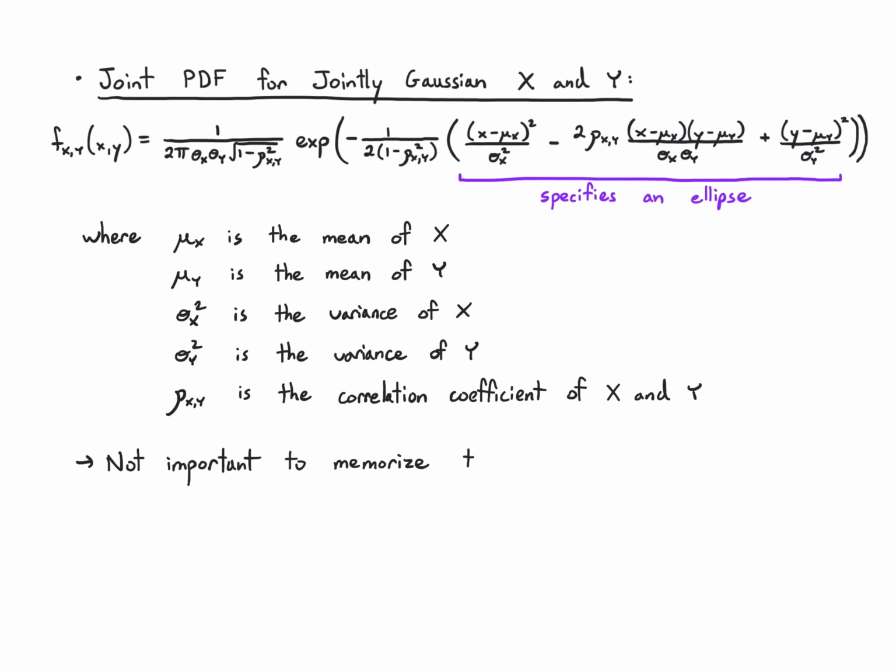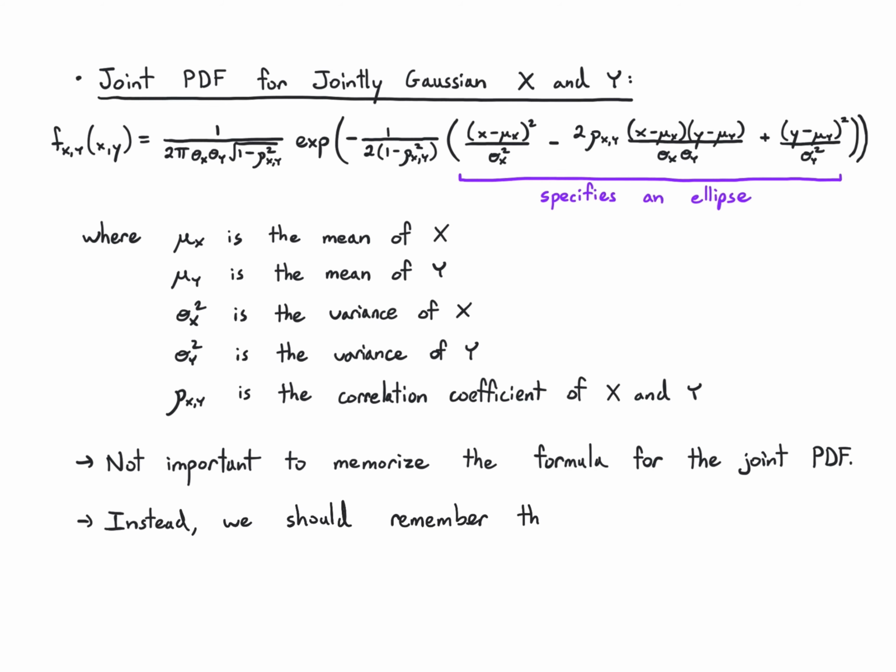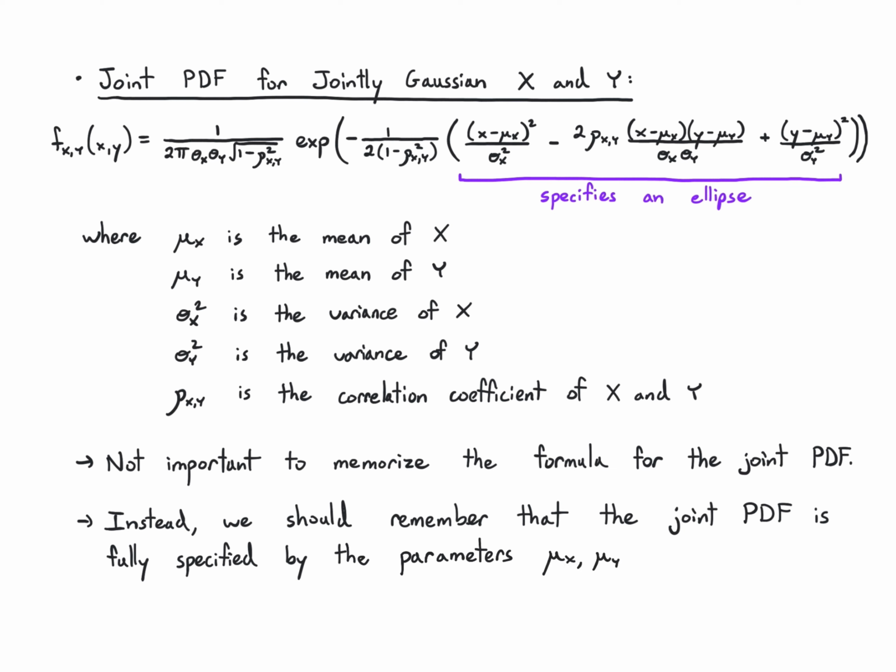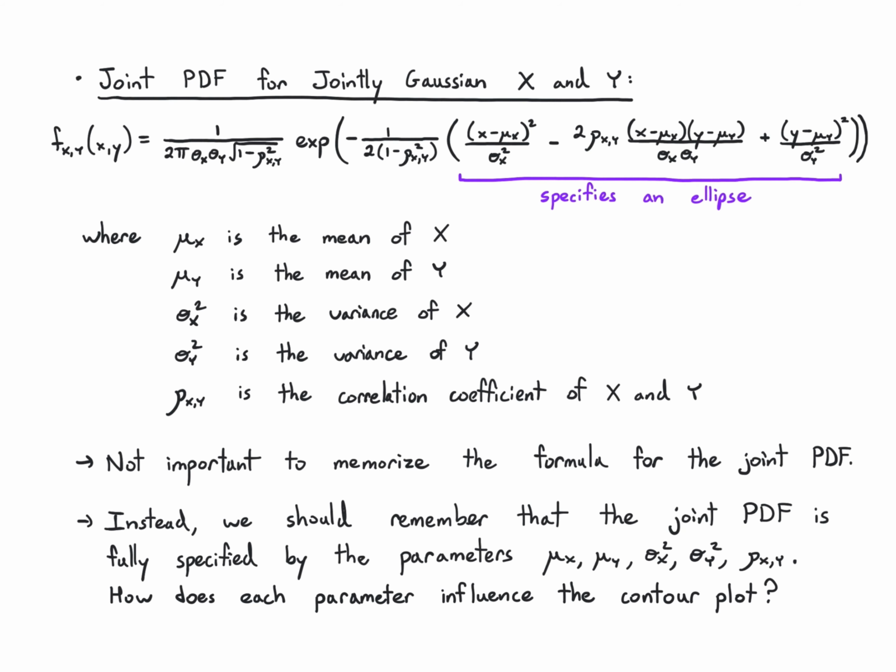But first, I want to emphasize that you do not need to memorize this formula. All you need to remember is that this is a formula or a distribution that's fully specified by the means, the variances, and either the covariance or the correlation coefficient. And if you have those 5 numbers, that's enough. All right, so let's try to get some intuition though. So instead of just staring at this formula, let's try to see how each parameter influences the contour plot.